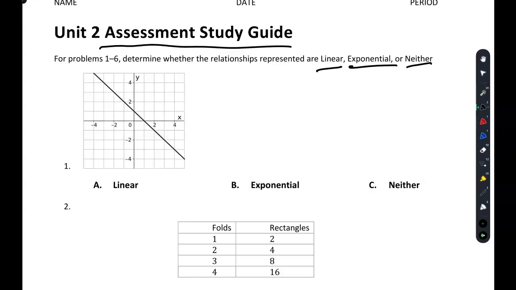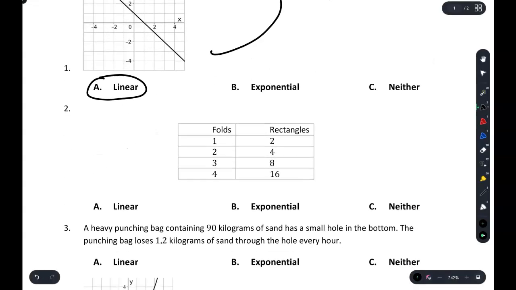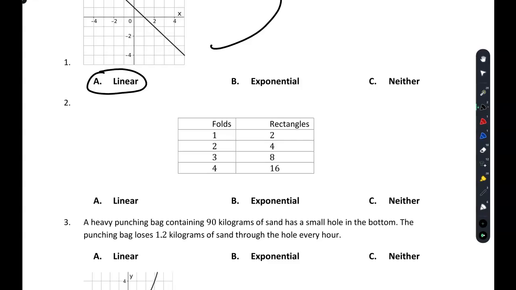Okay, so let's look at number 1. In number 1, we have a straight line going straight right here, and it's not curved. So that's going to be linear.